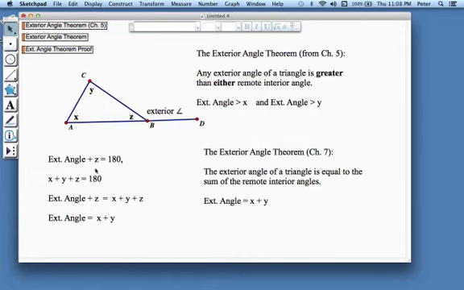So if I set these two equations equal to each other, since they're both equal to 180, I see that the exterior angle plus Z equals X plus Y plus Z. So in my final step, I'm simply going to subtract Z from both sides. And when I do that, I'm left with the exterior angle equals X plus Y, which was exactly what we wanted to prove. This will be a very useful theorem as we try to develop some of the formulas that we're going to use to find angle measures throughout chapter 7.